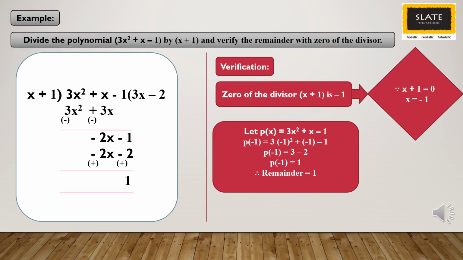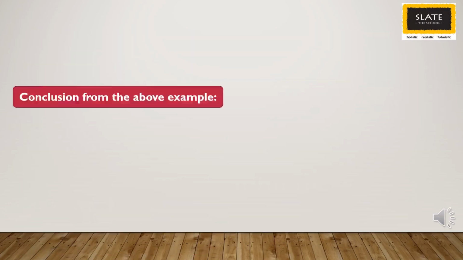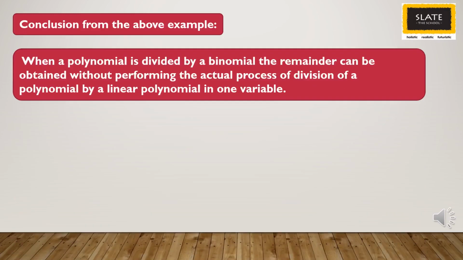So when we are substituting x equal to minus 1 in p of x, we are getting p of minus 1 equal to 1, which is the remainder when we are dividing 3x square plus x minus 1 by x plus 1. Now if you observe here, the remainder that we got with the actual division process and the remainder that we obtained by considering the zero of the divisor, both are the same. From the previous example, we can conclude that when a polynomial is divided by a binomial of degree 1, we can obtain the remainder without performing the actual process of division.